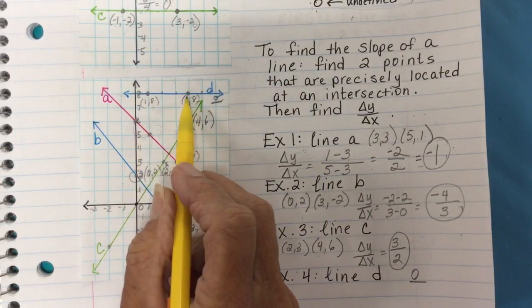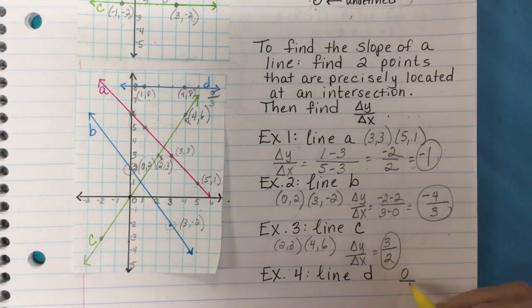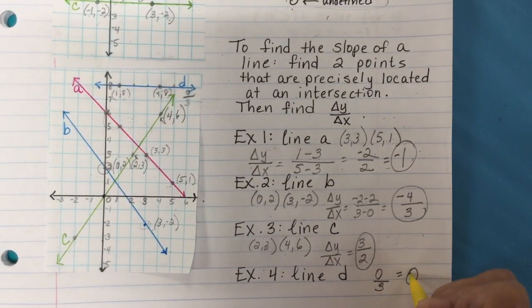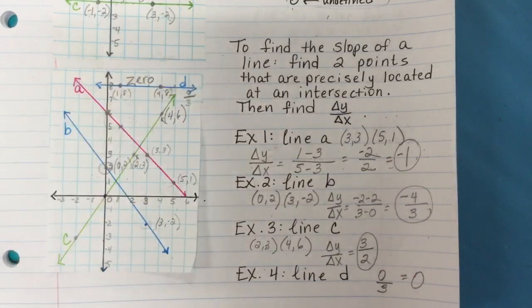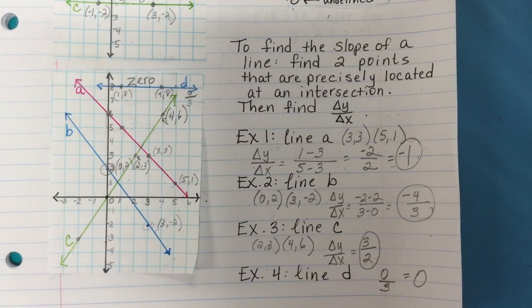And from 1 to 4, we went up 3. It doesn't matter what the number on the bottom is because 0 divided by anything is 0. Line D is a 0 slope, not a no slope, not undefined.